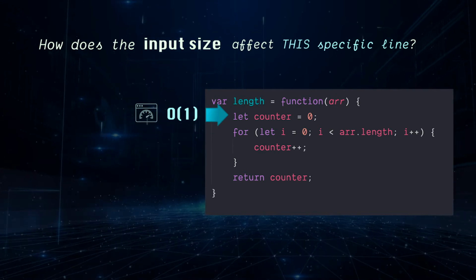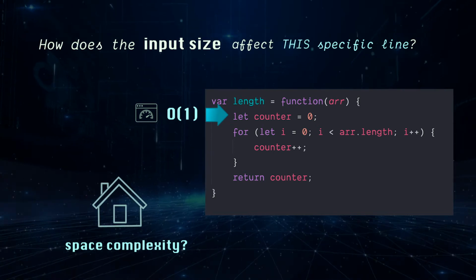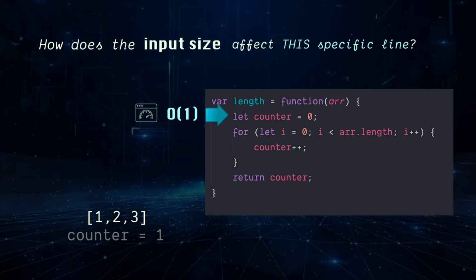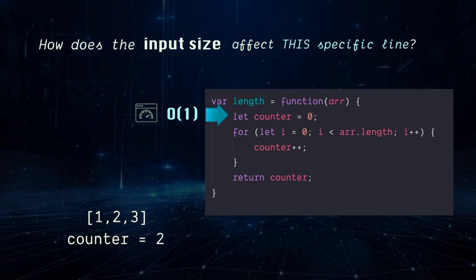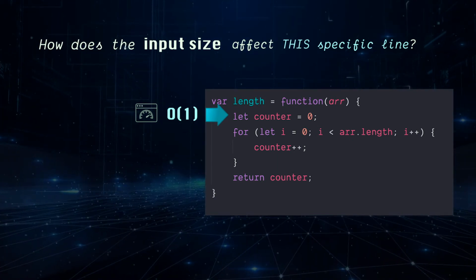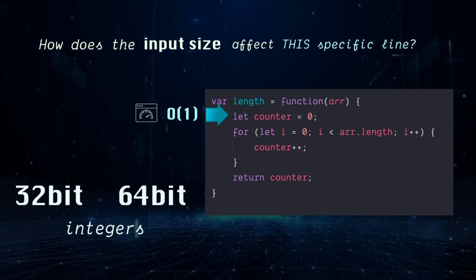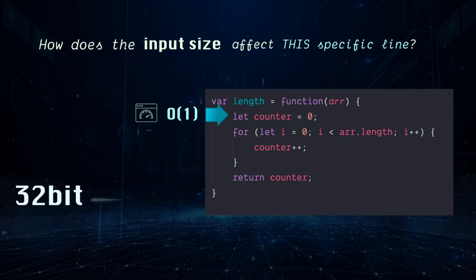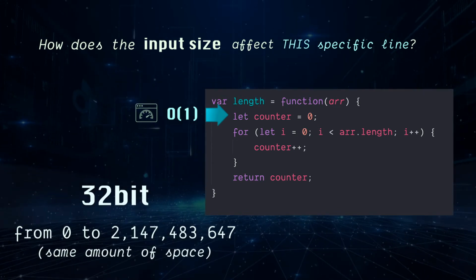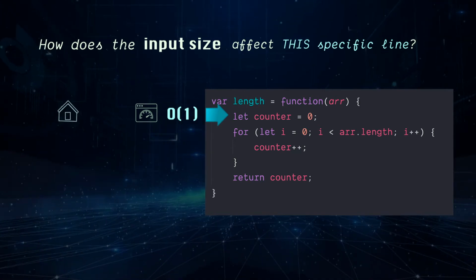Now the real question is, is the counter variable constant space, or does this variable scale with the size of our input? You might think, yeah, it does because we're incrementing the counter up to the length of our input. But the truth is, integers always take up the same amount of space unless they're really, really big. Look up 32 and 64-bit integers if you want to read more about that. But the TLDR is we use a constant amount of space regardless of the integer value. So the time and space for the first line is going to be constant.